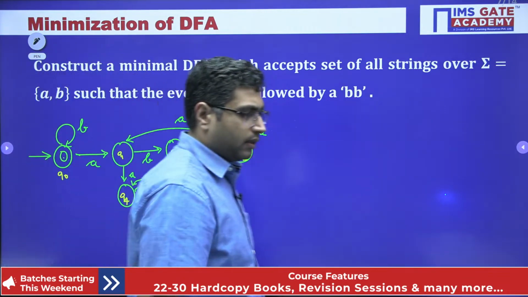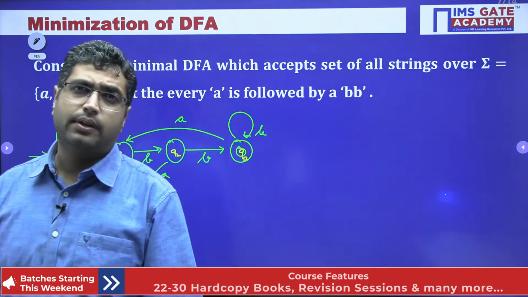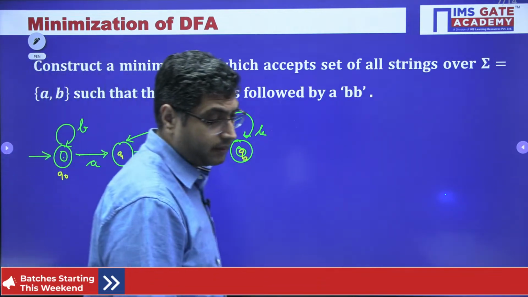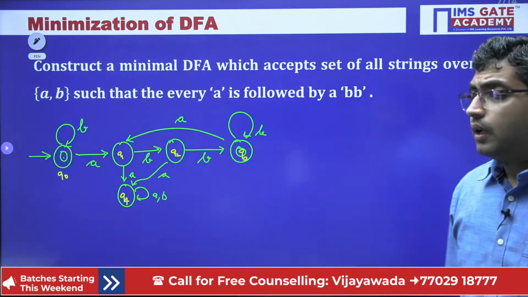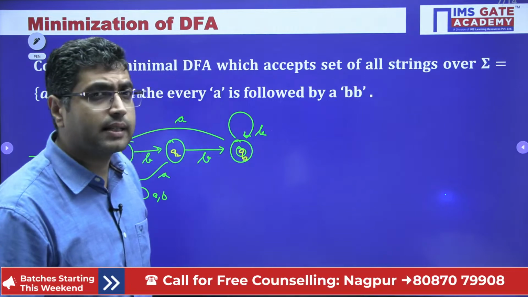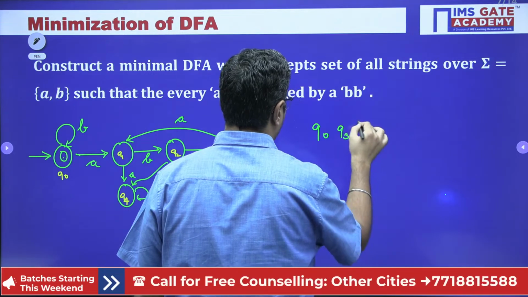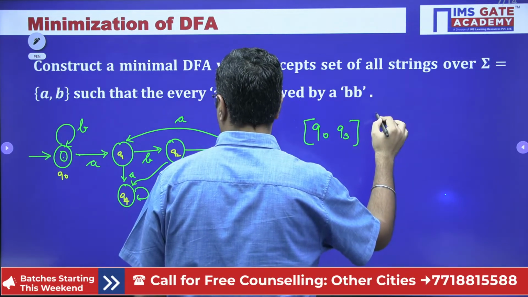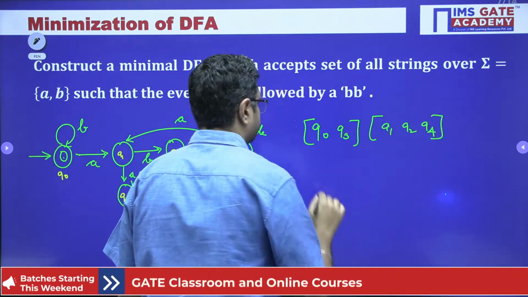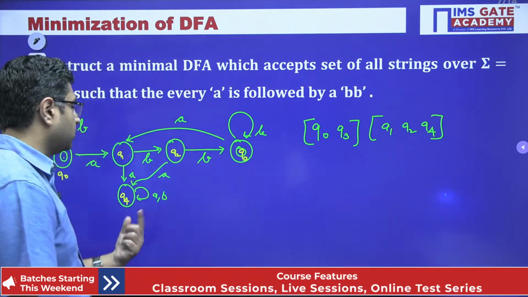Now what is the first step? Remove any unreachable state. Is any state unreachable here? Let us find out. This is reachable, this is reachable, this is reachable, this is reachable. No state is unreachable here. The next step is to divide the states into two sets: final states and non-final states. The final states are Q0 and Q3, and the non-final states are Q1, Q2, Q4.